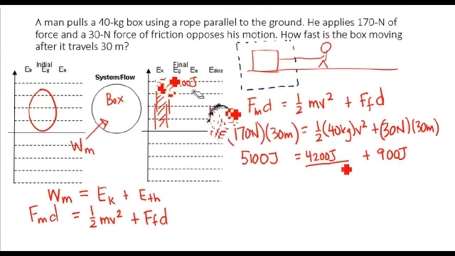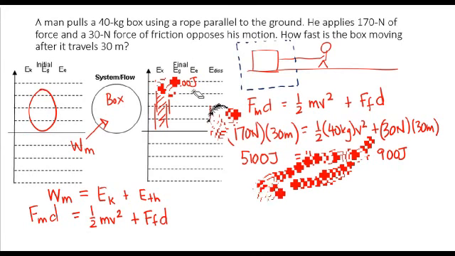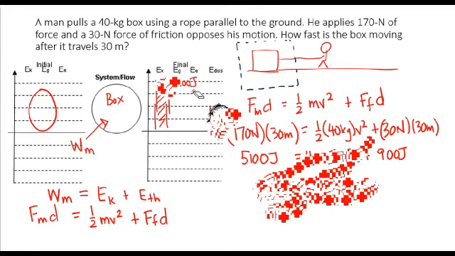And the last thing I need to do is figure out the velocity. I know that 4,200 joules, which is my kinetic energy, is 1/2 times 40 kilograms times velocity squared. And I solve that for velocity, and I find that velocity is 14.5 meters per second.